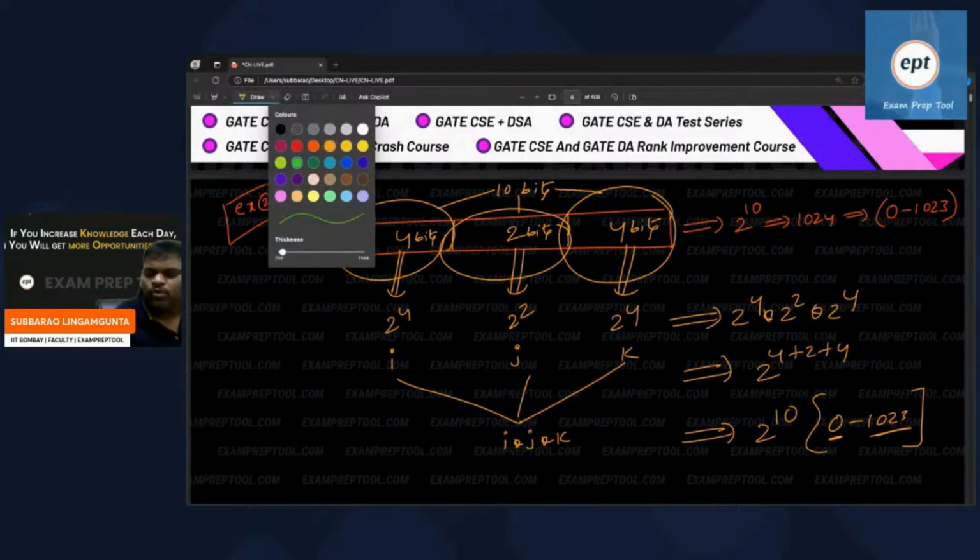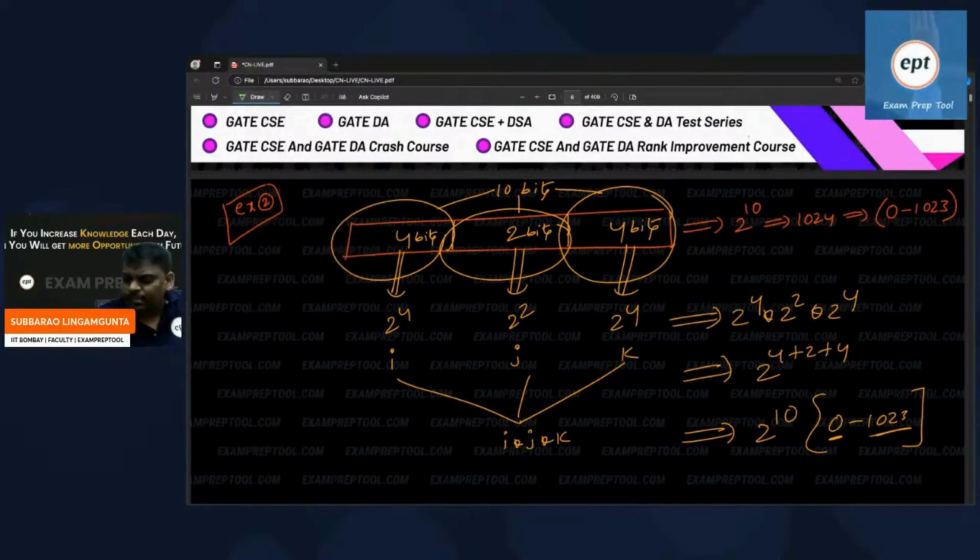Some students are asking me, Reddy sir, minimum 0, maximum 1023 is okay, but can you give the binary number for this? Listen, if you want the maximum number, in the 4 bits take the maximum, 4 ones. In the 2 bits the maximum, 2 ones. In the 4 bits the maximum, 4 ones. So totally, 4 ones from the leftmost, 4 ones from the rightmost, and the middle is 2 ones.